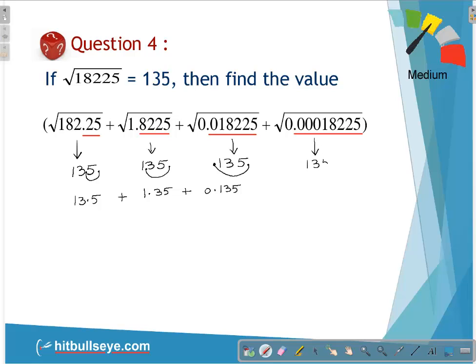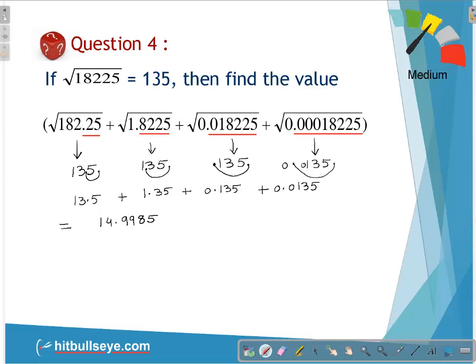Take the root as 135 without the decimal. Then count the decimal positions over here, which are 8. Take half of them and shift the decimal number by 4 places towards the left. And hence the root becomes 0.0135. Finally, you add all the numbers and the result is 14.9985.